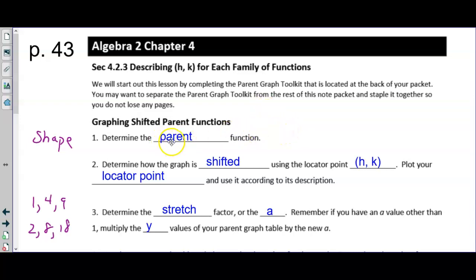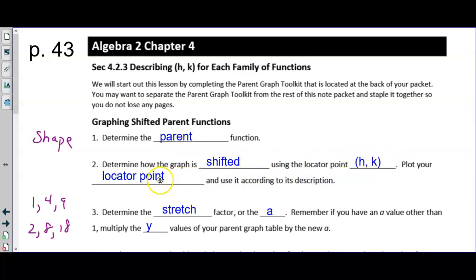So the first step to graphing a shifted parent function is to determine what parent function it is. So you have an elaborate equation in front of you. You have to break it down to its bare bones and say, all right, that's an x squared equation. It's going to be a parabola just with some shifting. Or it's going to be an x cubed type of s shape. Or maybe it's a root or a reciprocal function. Whatever it is, you need to figure out where it comes from. Then you're going to figure out how it's shifted, figuring out where h and k are.